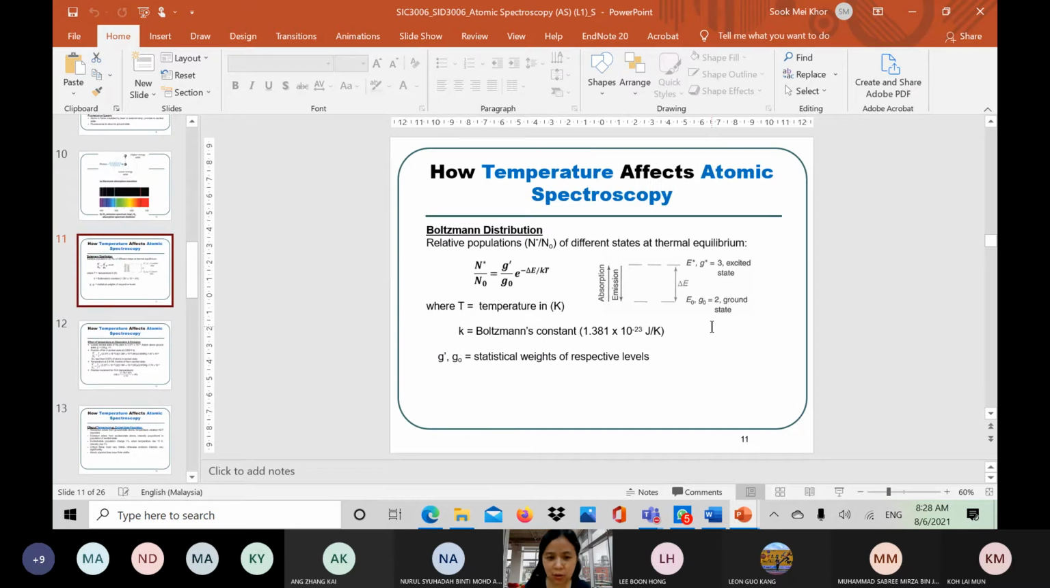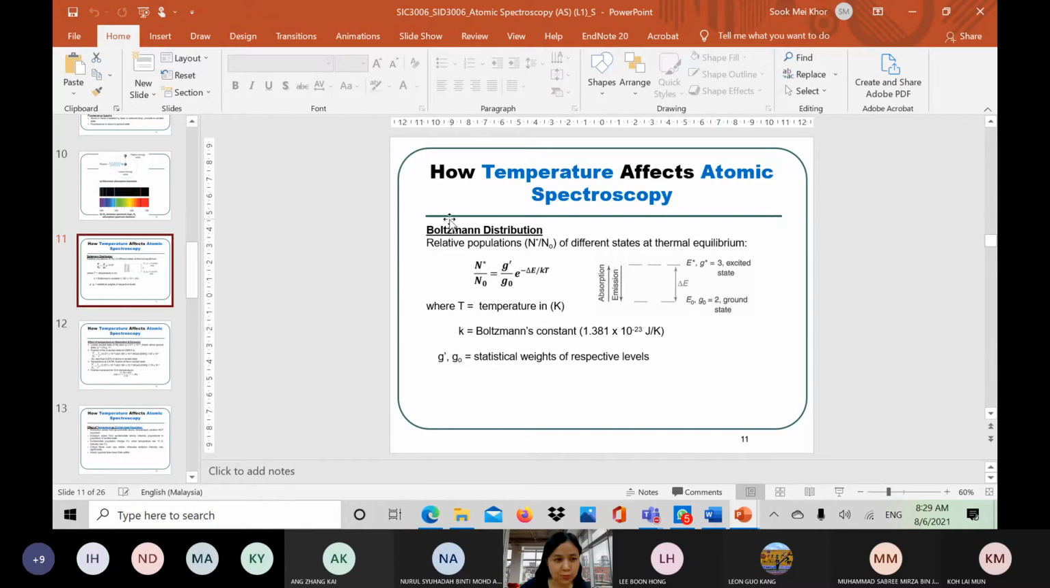So a small change, only 10 Kelvin change, will give us 4% of difference in the excited population, 4%. So 4% in terms of this ground state and excited state is considered huge. If the signal is due to the temperature change, it will give us unreliable signal.